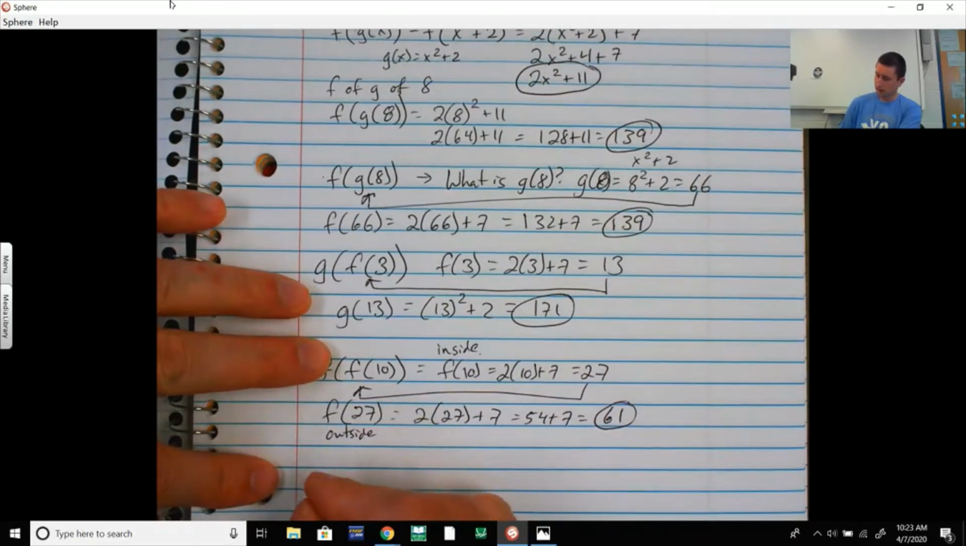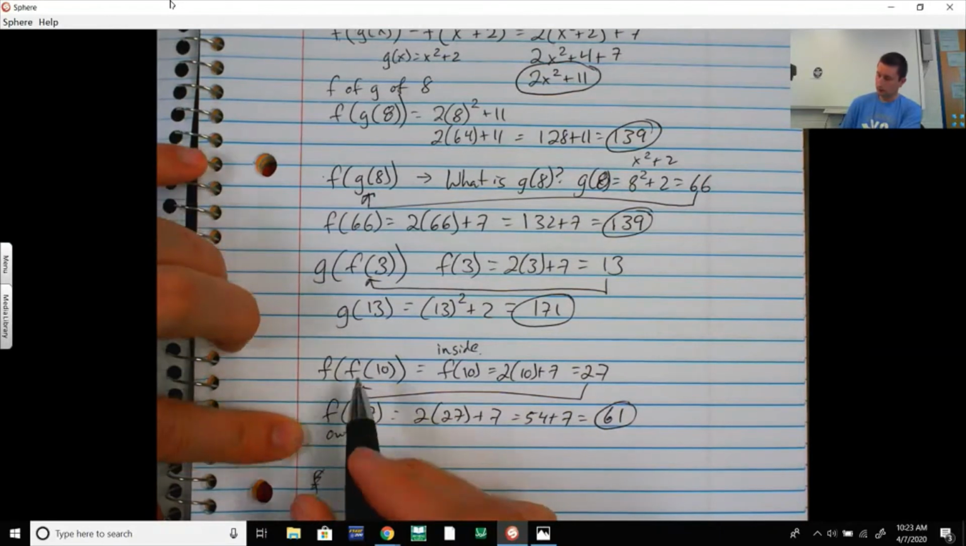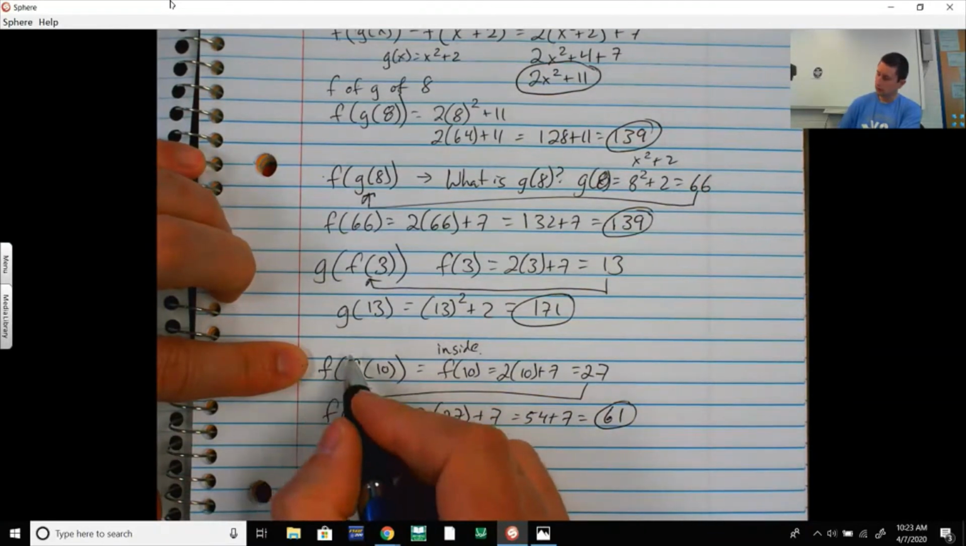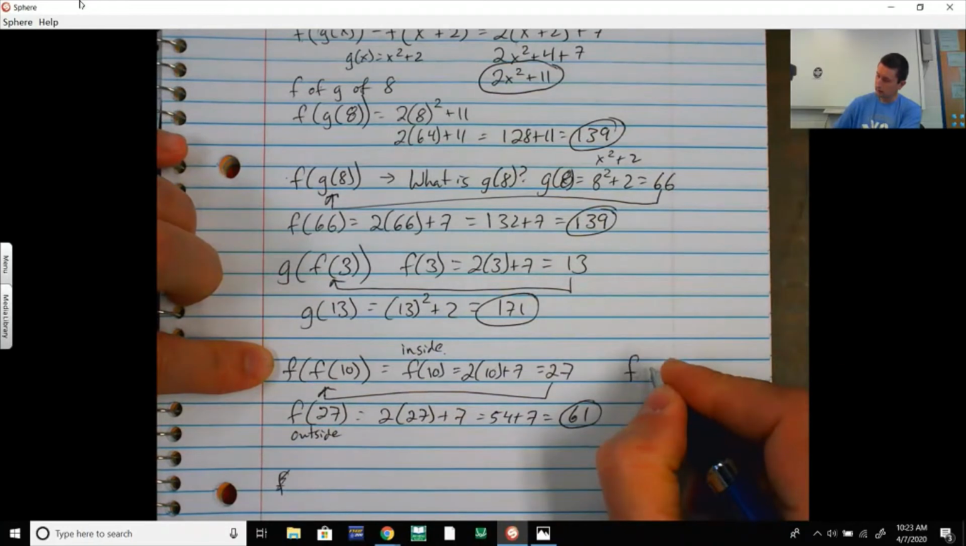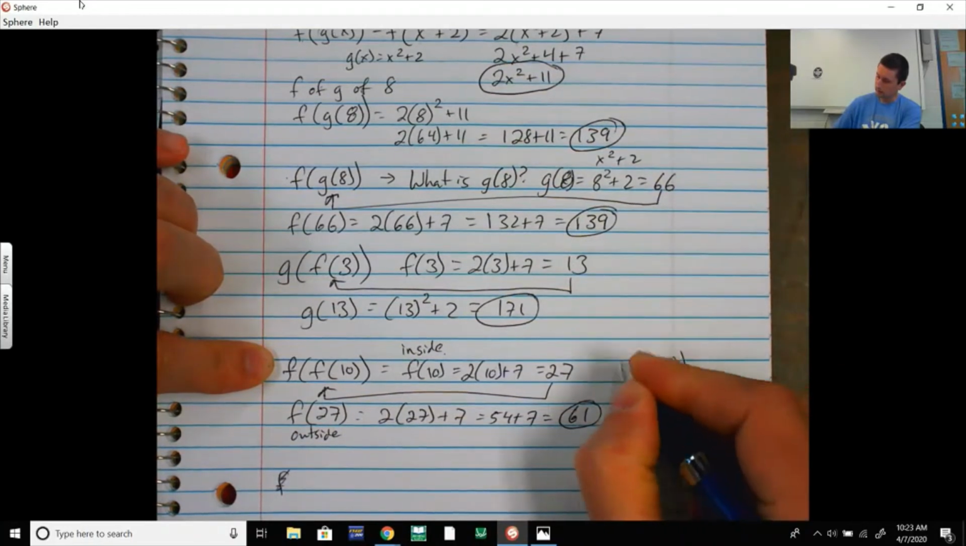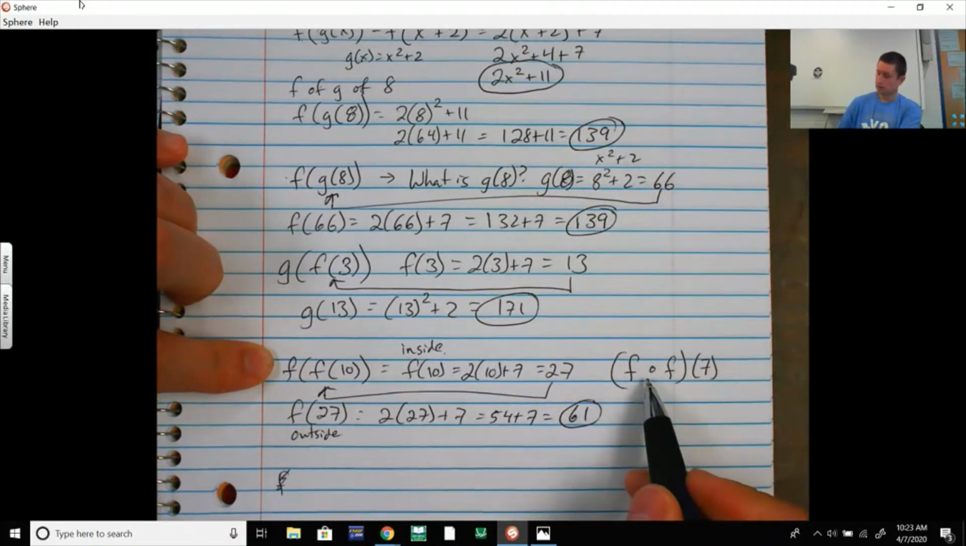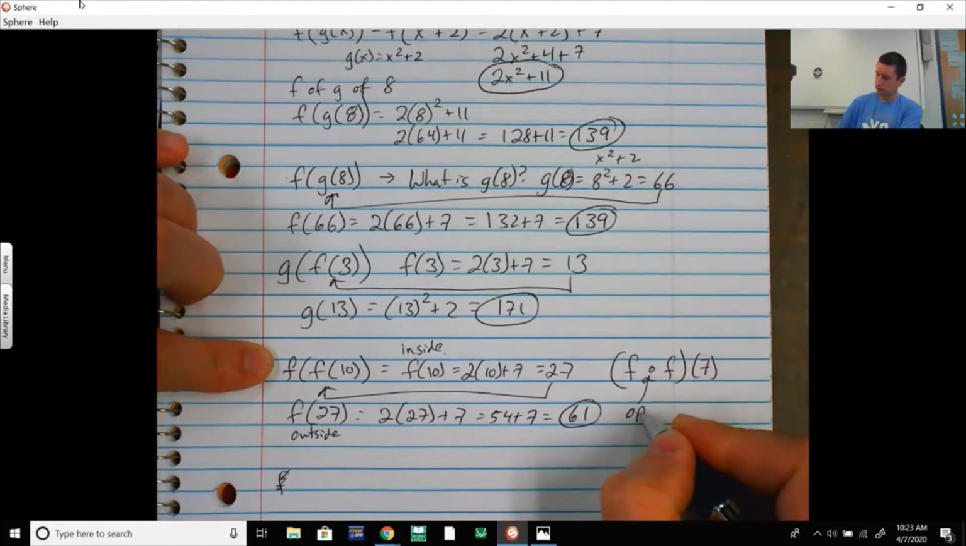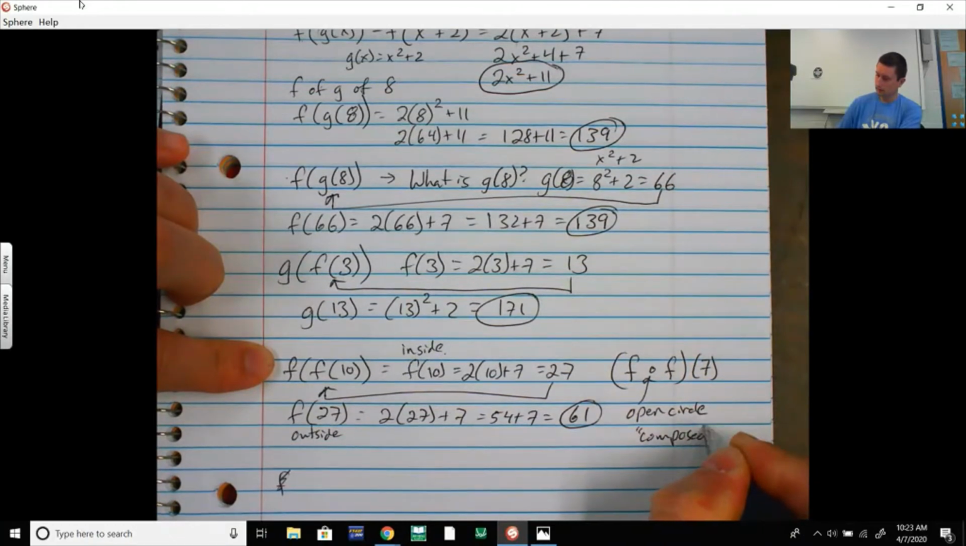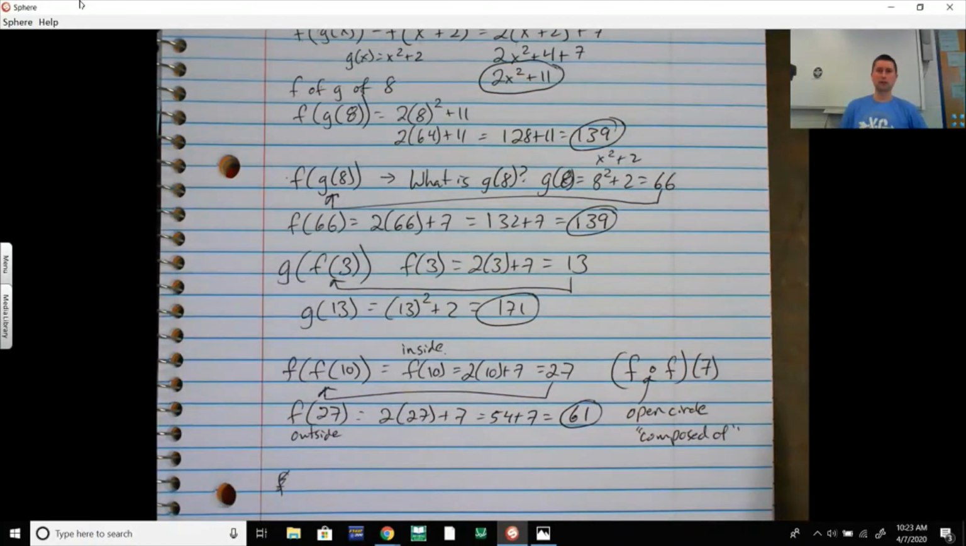What about f? Okay, before I do that, this notation can also look a little different. They can use this symbol right here, an open circle, f of 7. This is an open circle, and it means composed of. This is a new operator for you. So just like you learned the plus sign, minus sign, multiplication sign, division sign years and years ago, this open circle right here means composed of. So f composed of f, that means this symbol right here.